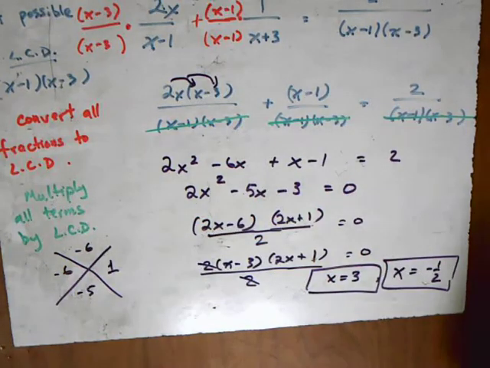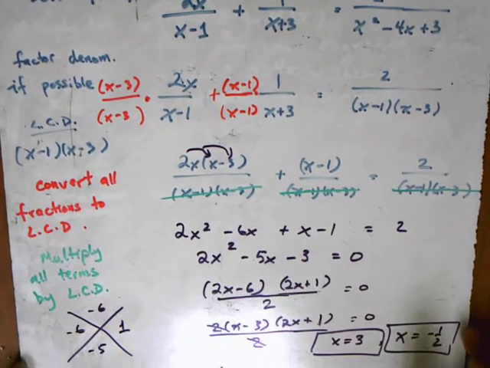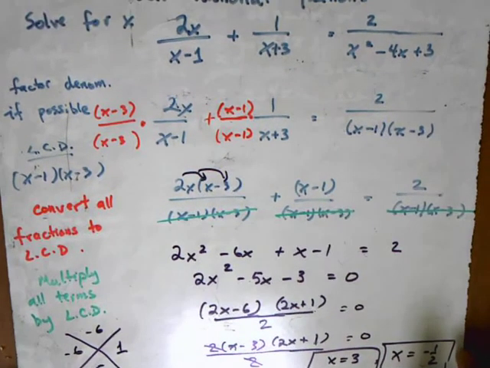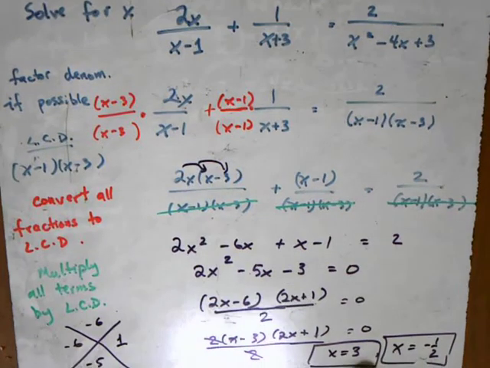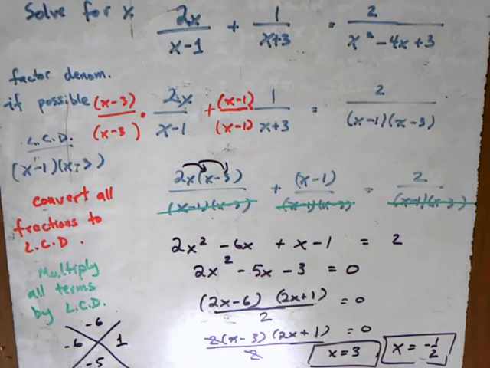But remember, for rational equations, you have to check for extraneous solutions. In other words, you have to take each of these numbers and substitute it back into the original equation to see if it actually works. And you can see, let's start out substituting in positive 3.